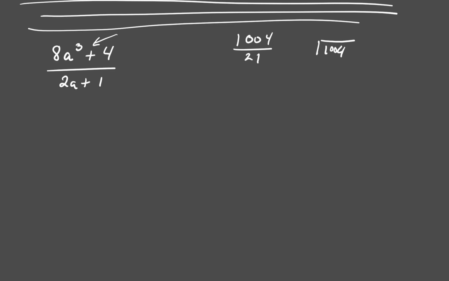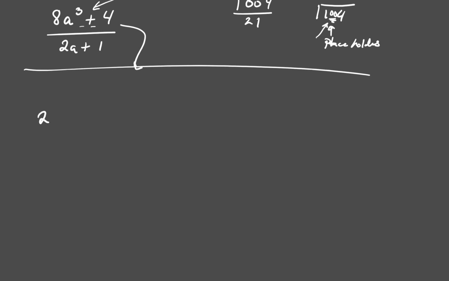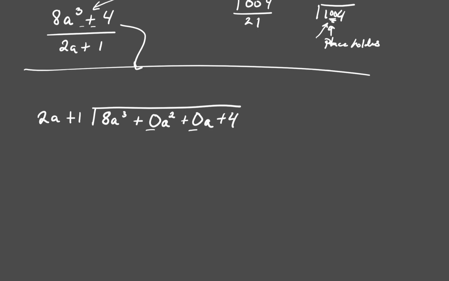And in the last video, I talked about these being placeholders, and about the degree of the term being, in some sense, what position in the number you were. We need those just like we need zeros in this long division. So how we set this up is we're going to write 2a plus 1, and we're going to divide it by 8a cubed, but I need a placeholder for the a squareds. So I'm going to put in 0 a squareds, 0 a's, and plus 4. Now I have all of my placeholders and all of my positions where they need to be, and we can actually perform this long division.